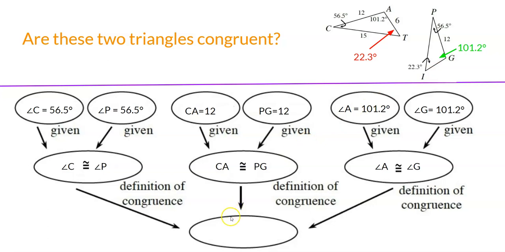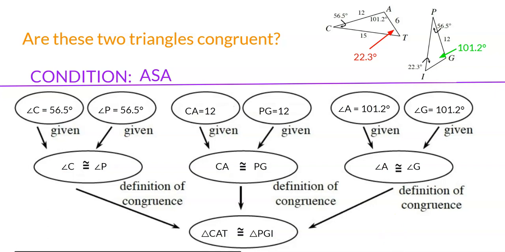Now I can put my triangles together. Again, I start with C and then go to A, so we go C, A, T. The same thing here: I start with P and go to angle G, so P, G, I would be my triangle. And the condition that we use is angle, side, angle. So this is the assignment where we're going to use our flow chart to help us decide which of the 4 conditions we will need to justify that the 2 triangles are congruent to each other.